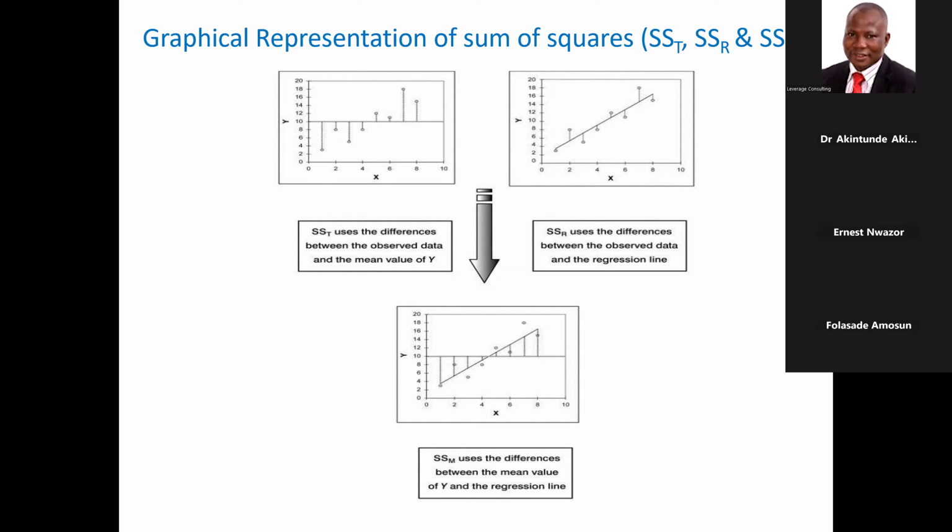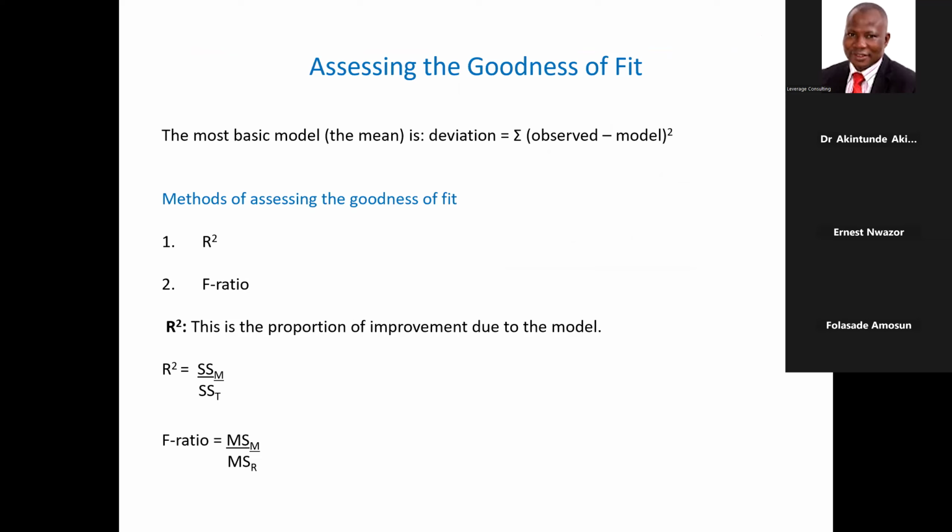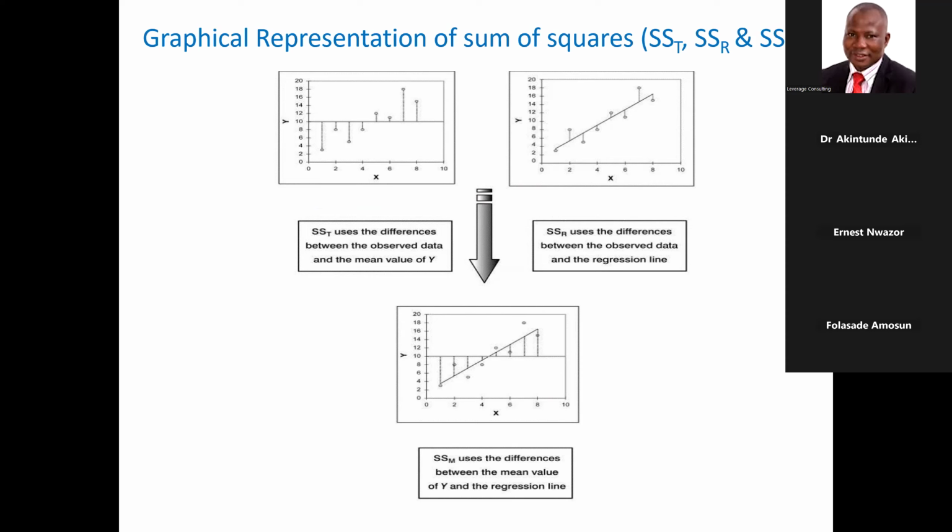Now, the logic, if we come back: this R square is the sum of square model over the sum of square total. Can you see now? Sum of square model is what the model can explain, the improvement we have gotten from the model. But the total to be explained is the sum of square total. So when you put what it can explain over the total to be explained, it gives you the percentage of what it has explained.